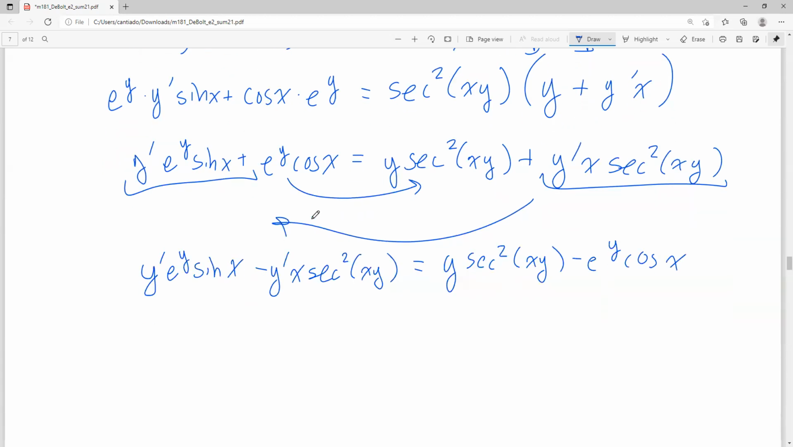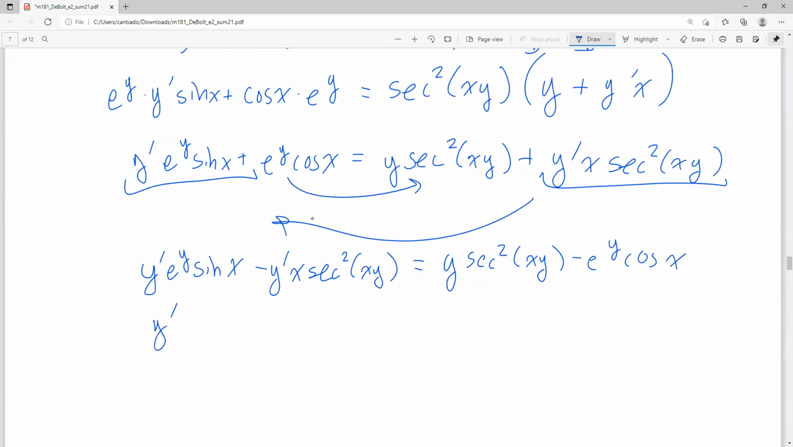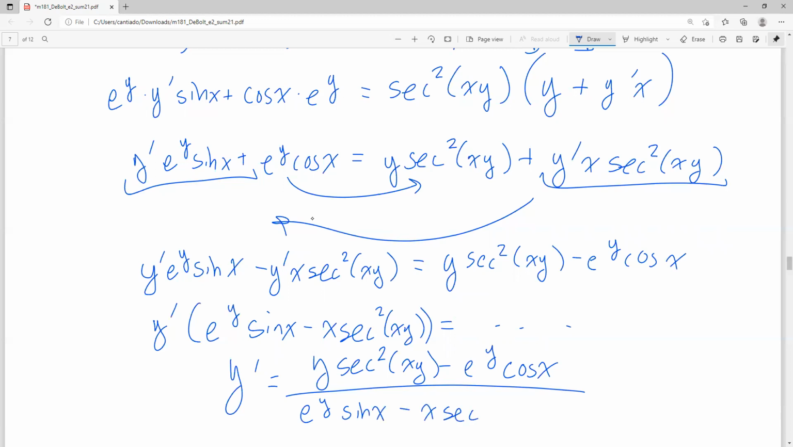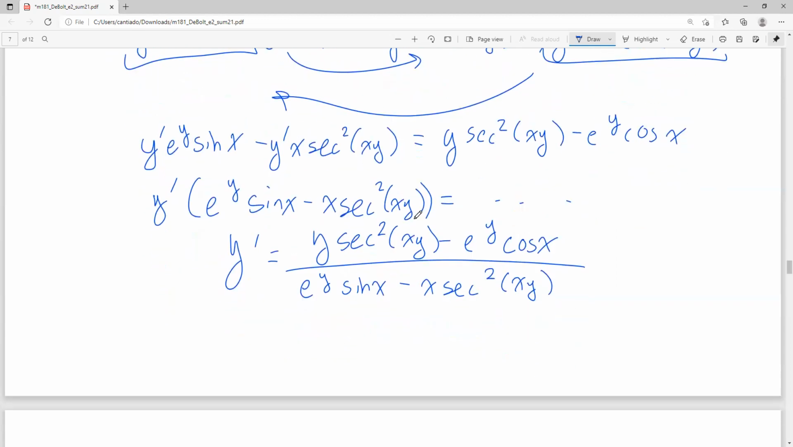Right? And now we can factor out the y prime from here, leaving us e to the y sine x minus x secant squared of xy is equal to this whole thing. And then we can solve for y prime by just putting that over it. So our final answer: y secant squared of xy minus e to the y times cosine x, all over e to the y times sine x minus x secant squared of xy. And that right there is your final answer.